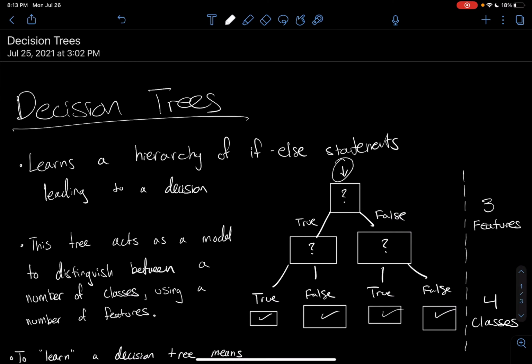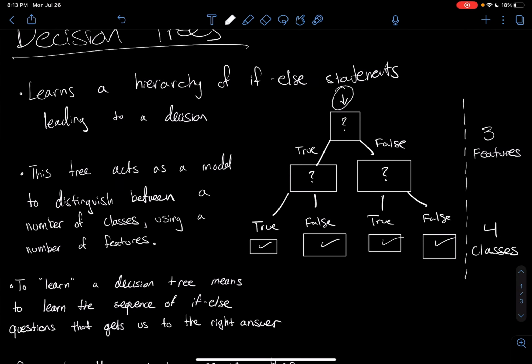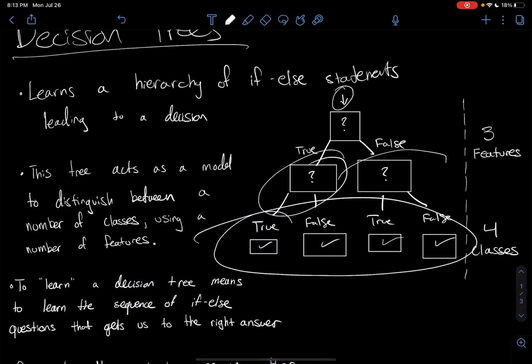So the tree acts as a model to distinguish between a number of classes using a certain number of features. The classes at the very bottom are described by the different features at the higher levels. Whenever I have to make a decision, true or false, then I'm using a feature. Is this feature present or is this feature absent? That will allow me to make my decision and then traverse deeper into the tree.